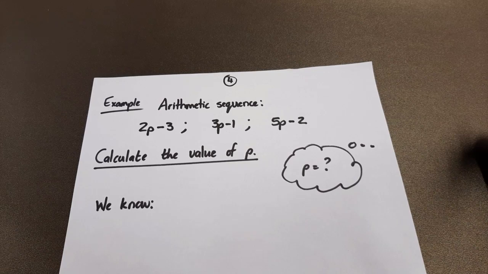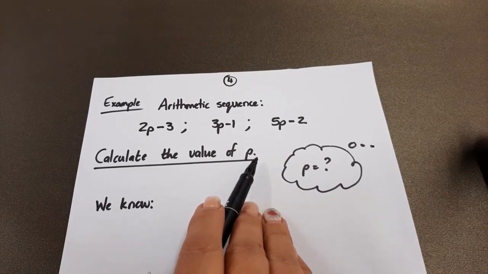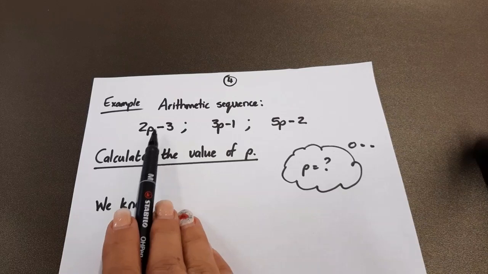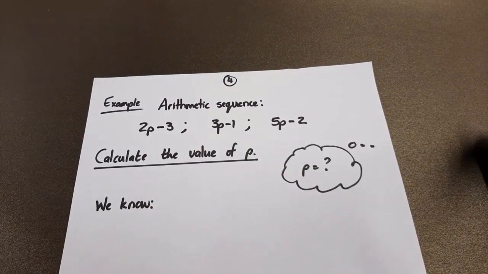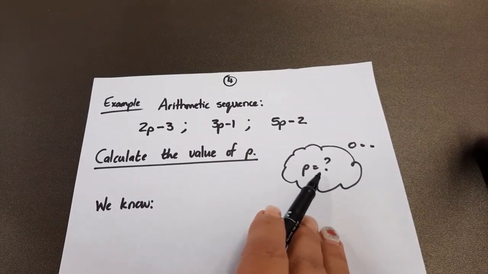In this example, we're going to work out what the value of p is if they give you an arithmetic sequence with an unknown variable in each term. This example is not on your papers, so it will be good to copy it. Calculate the value of p. So we want to know what p is.